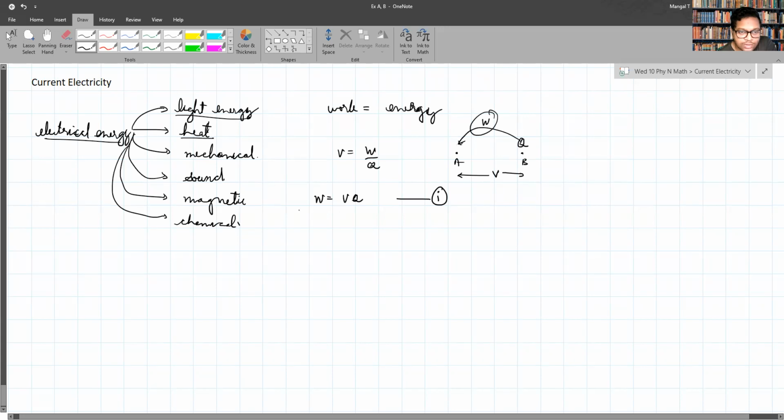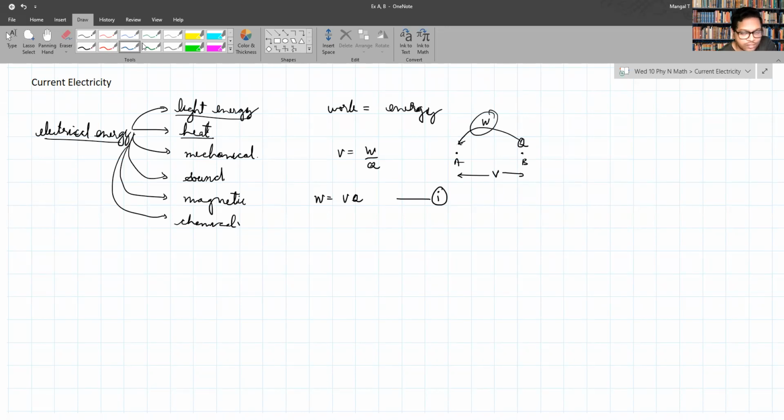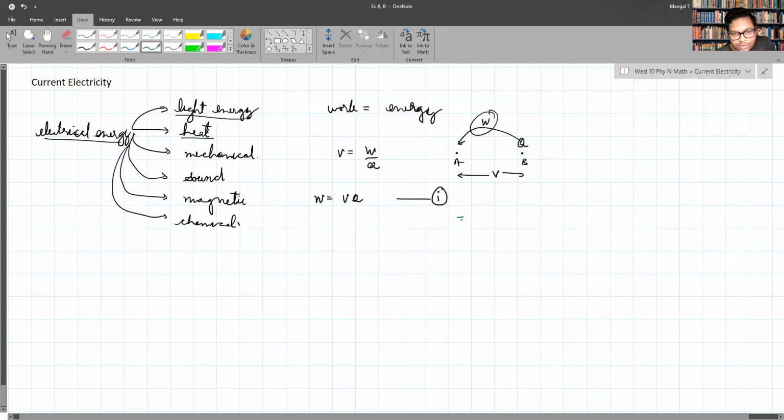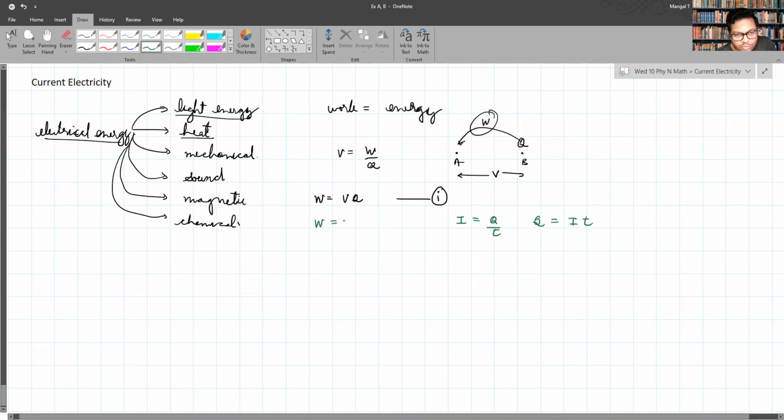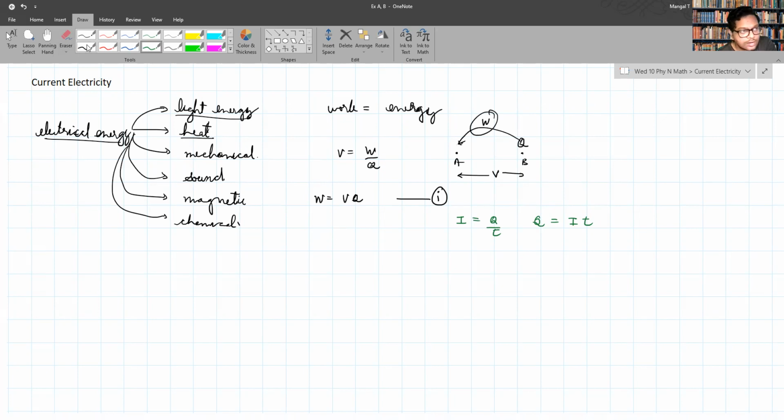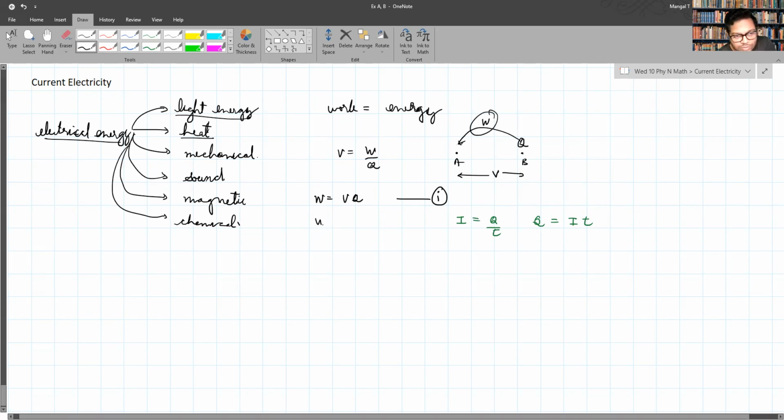Now, the second thing, whatever we are using, I'm just going to write it in green over here. We know electrical current is rate of flow of charge. So therefore, Q can be replaced as I into T. So over here, W will be equal to, so I can write over here, W is equal to V into I into T. So that's another equation for me.